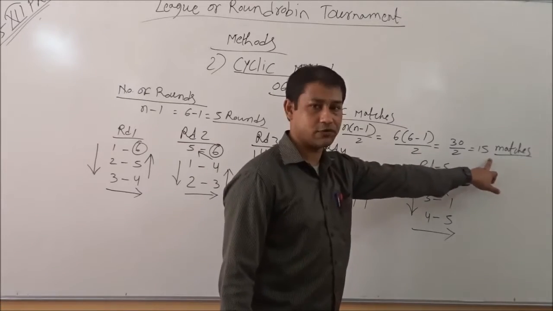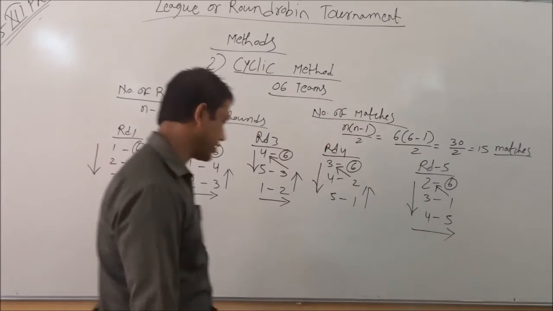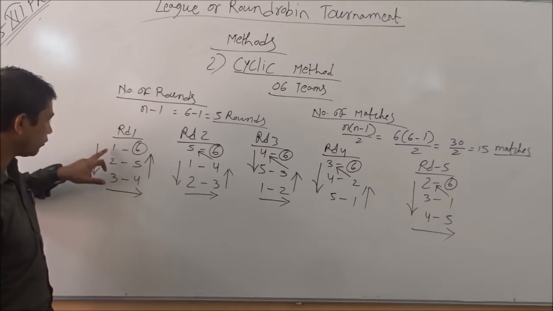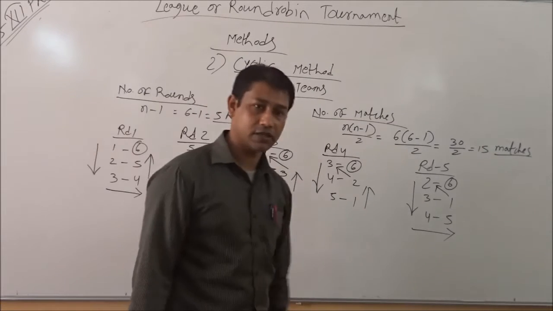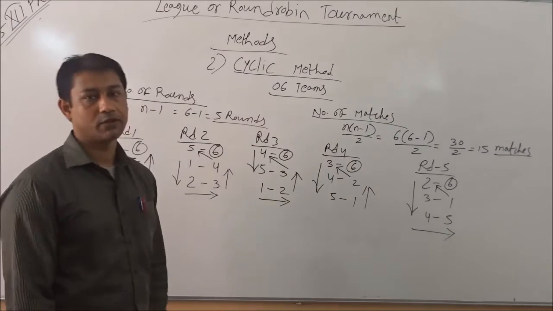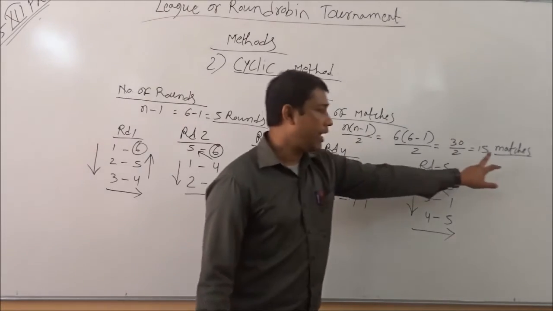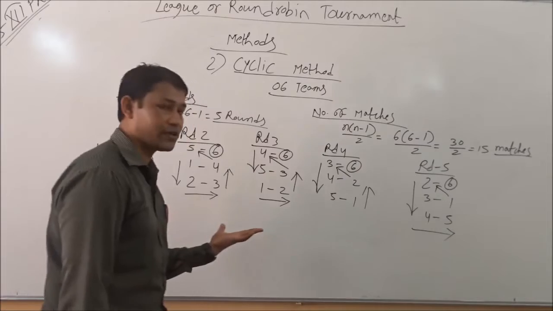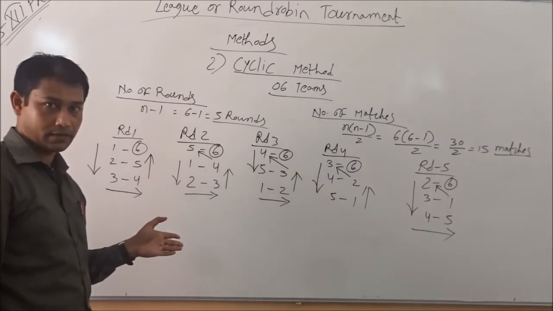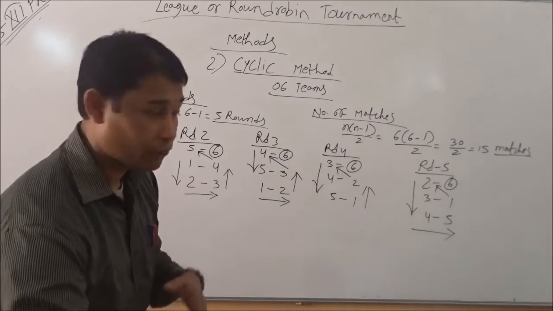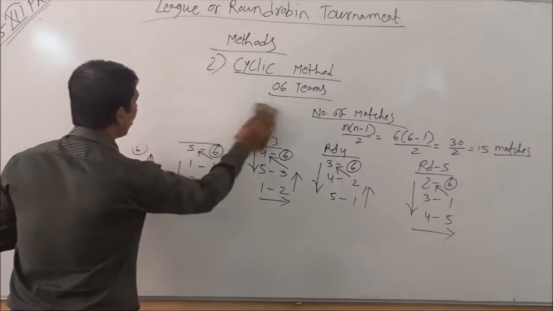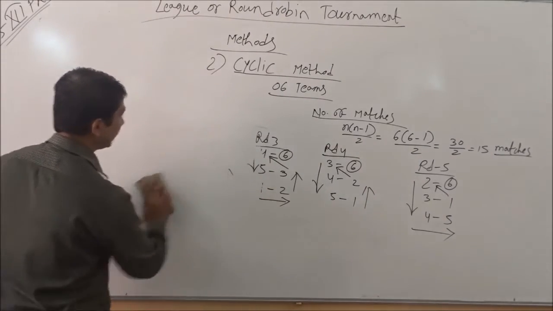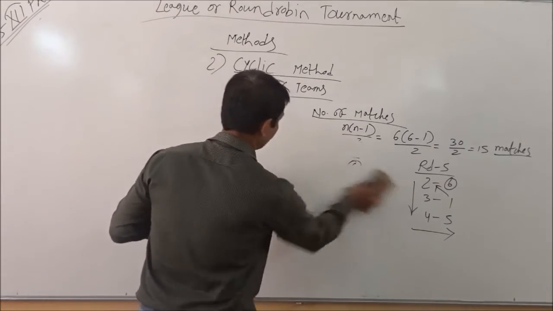According to number of matches formula, we must have 15 matches. So each round is having 3 matches. So we have 5 rounds. 3 into 5, it is 15. So according to formula, the fixture is right. Next, we are moving towards an example of odd number of teams participating in a cyclic method.